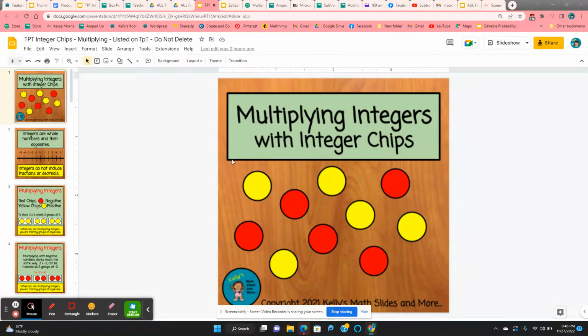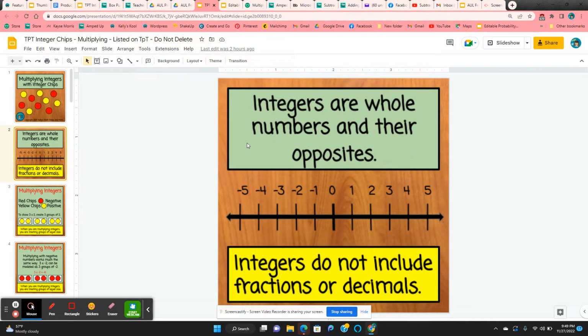Multiplying integers with integer chips. So these are the yellow and red chips that we use to add and subtract and divide integers. It starts with a definition of what integers are, and they are not fractions or decimals.